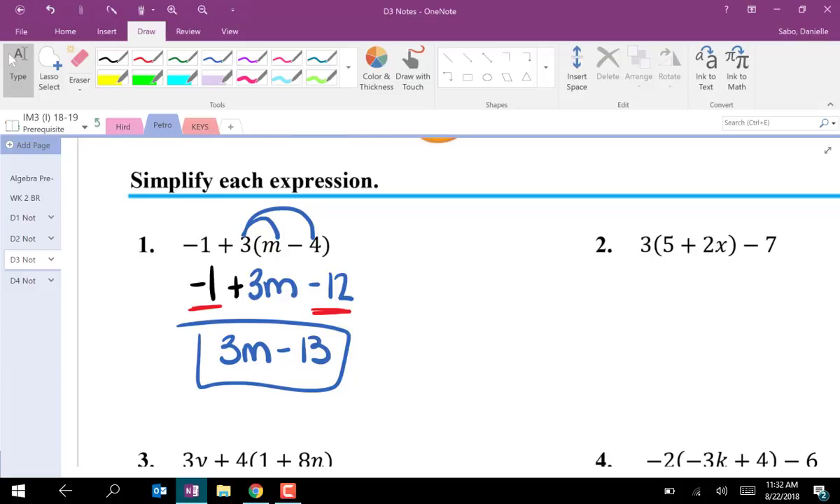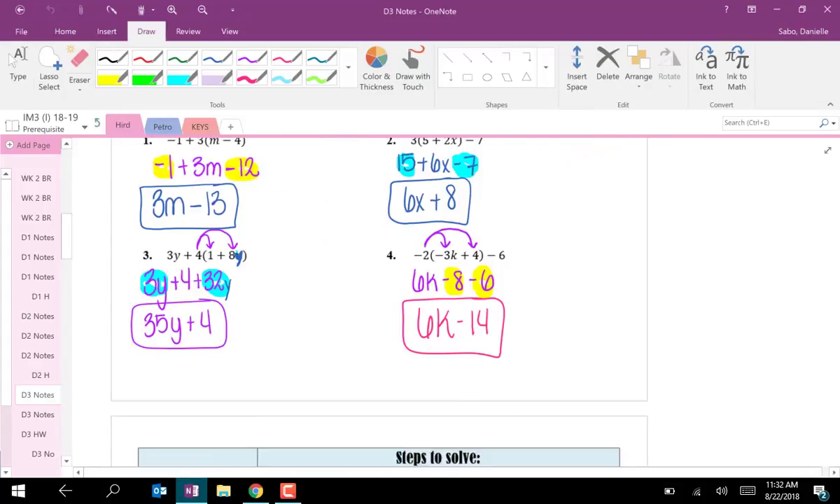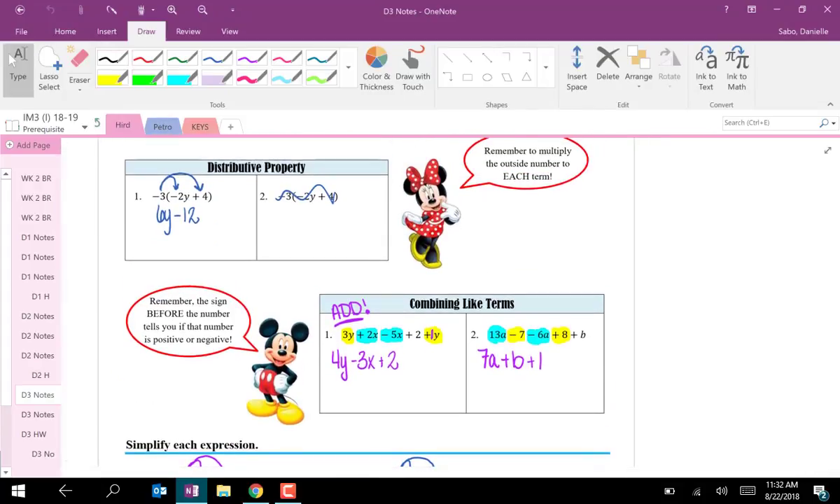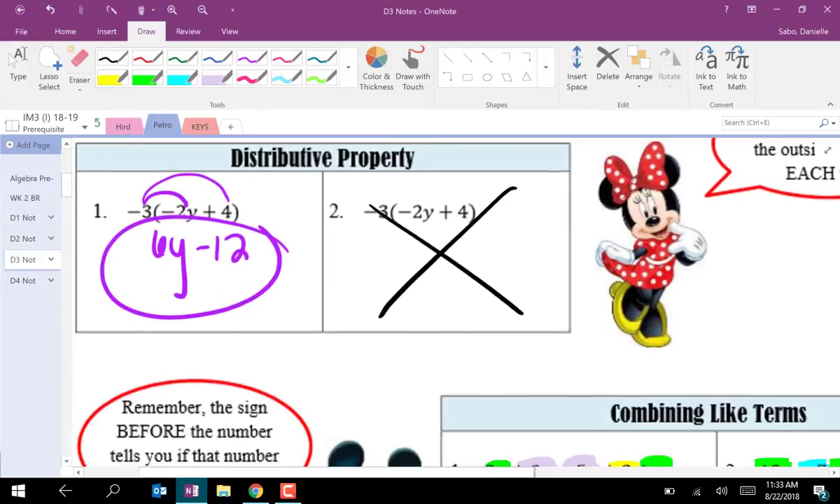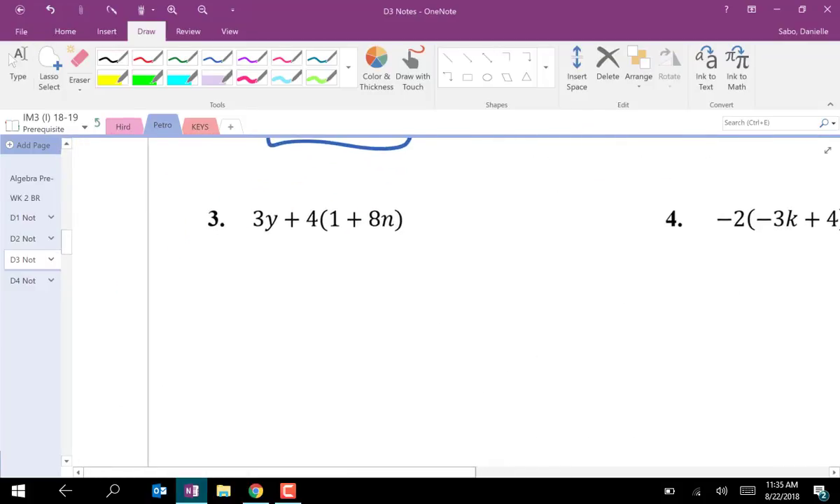Work together, work alone. See what you got. And then you're going to get it. Okay. I've seen some good work. You should have gotten, I think it was 6x plus 8. Okay. All right. Number 3.